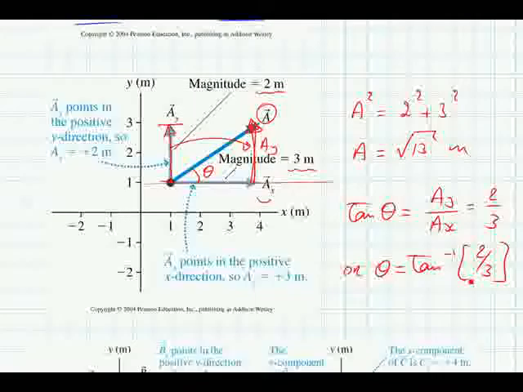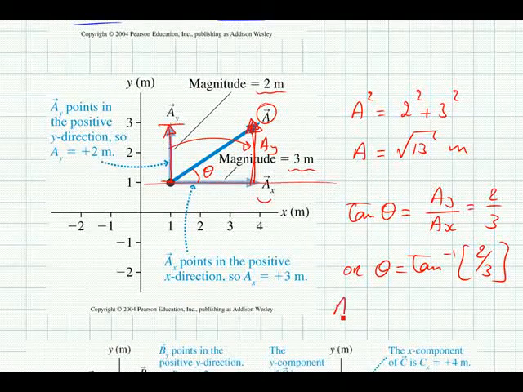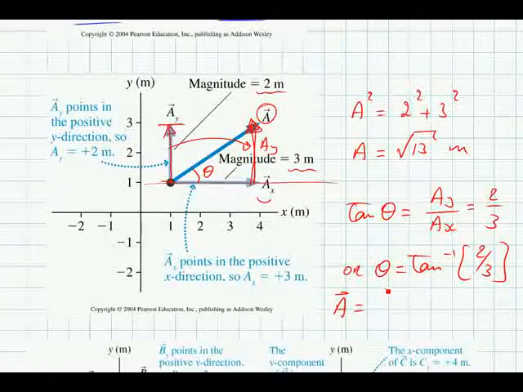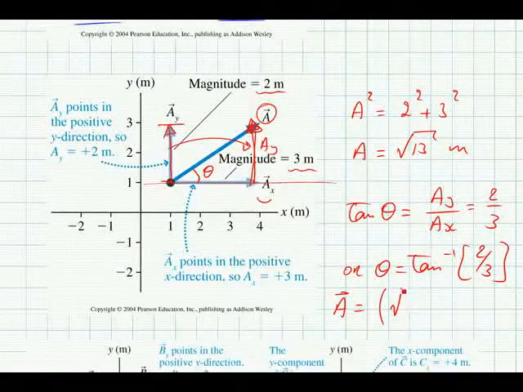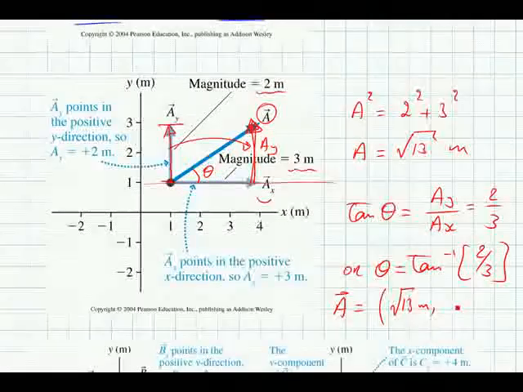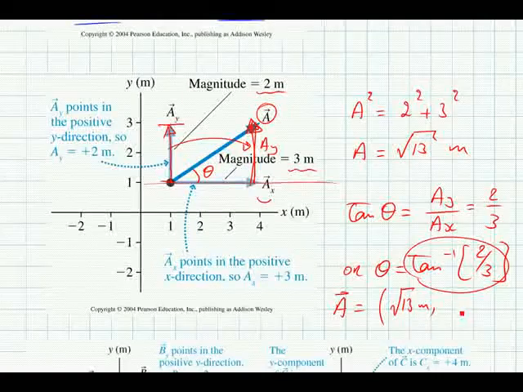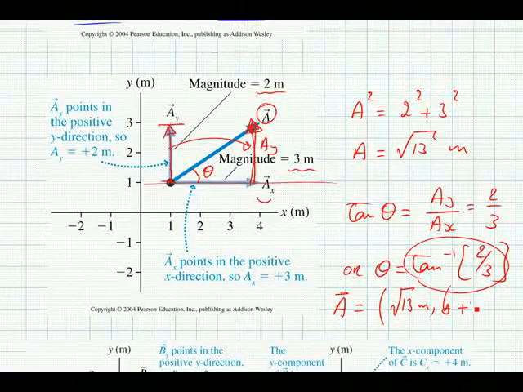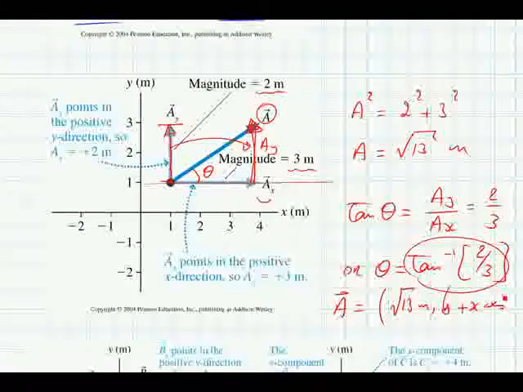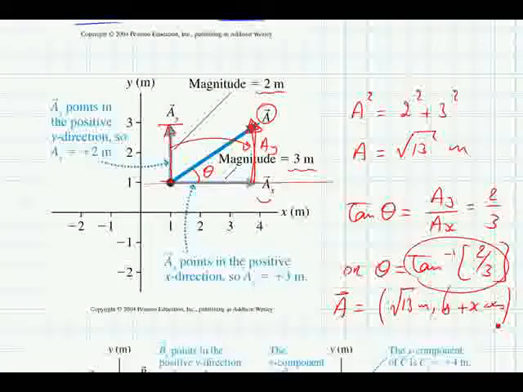Once you figure that out, then you can say that vector A is a vector which has a certain magnitude, we figured out that was square root of 13 meters, and its direction is whatever this number comes out to be with respect to the positive x-axis. Okay, so now you've clearly defined your vector A.